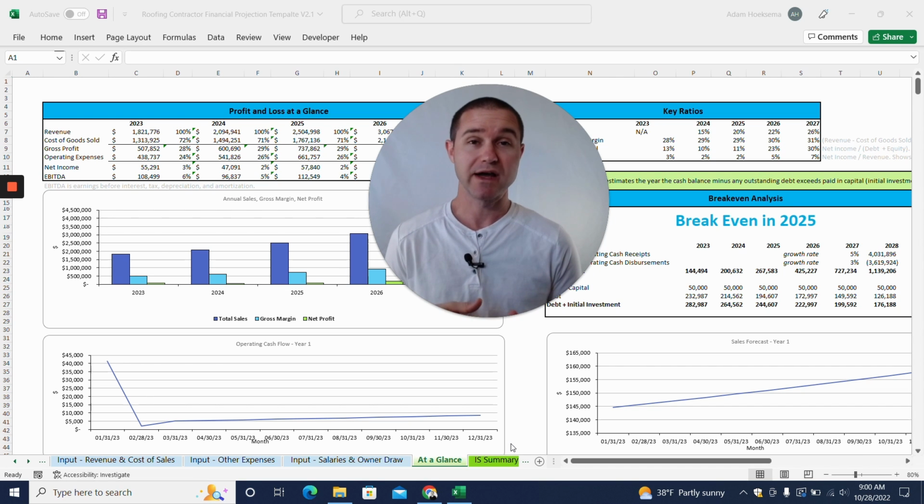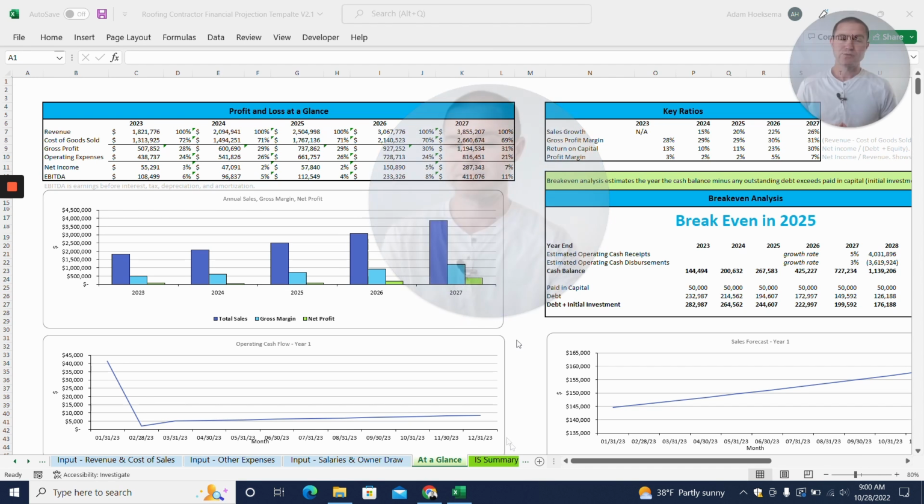So with that, I'm going to go ahead and dive into the template. We're going to start kind of with the end in mind. So this is our at a glance tab. This is after you've filled out all of your assumptions for your business. You're going to be able to create a 5-year financial projection for your roofing company. And this at a glance tab just has some different charts and graphs and tools that you can throw into your business plan or put into a pitch deck.